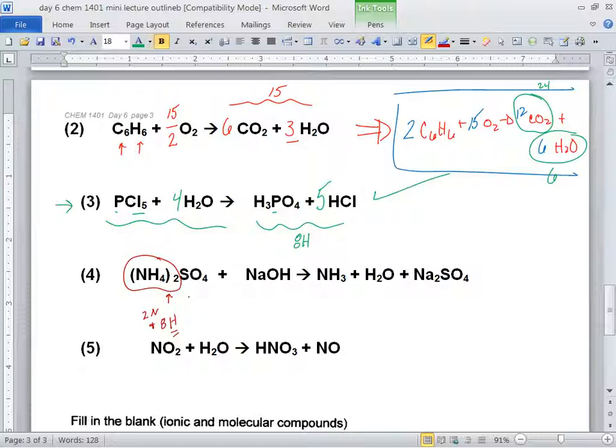6 H's, 2. Uh-oh. What happened here? Oh, I forgot these two. 2 times 2 is 4, and 6, I've got 10 total. So here I've got 2 plus 8, 10 hydrogens. It works. So we need a 2 in front of the NaOH. I'm going to copy yours. Stephen got it in the back there. He's got a 2 in front of the NaOH, 2 in front of the ammonia, and a 2 in front of the water.